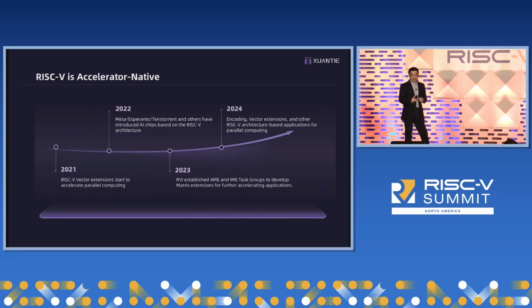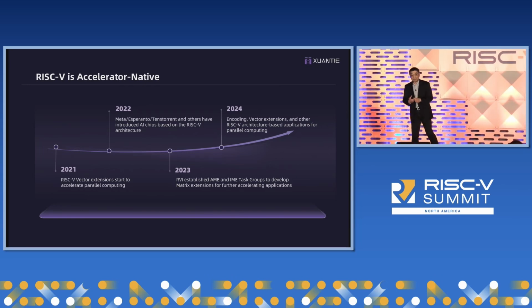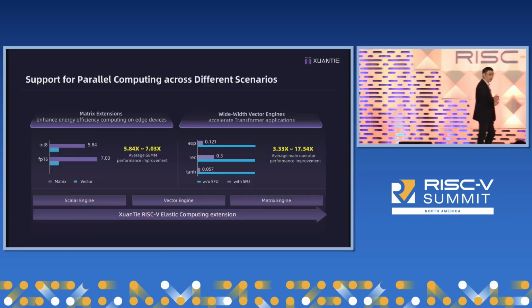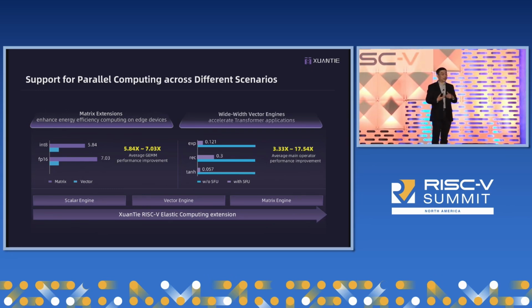And last year, we had two important interest task groups formed to work on the acceleration of different applications. This year, lots of things are going on, including the vector extension. All these things are helping us to build more parallel computing capabilities for RISC-V. These are just two examples that we have worked on with the community.